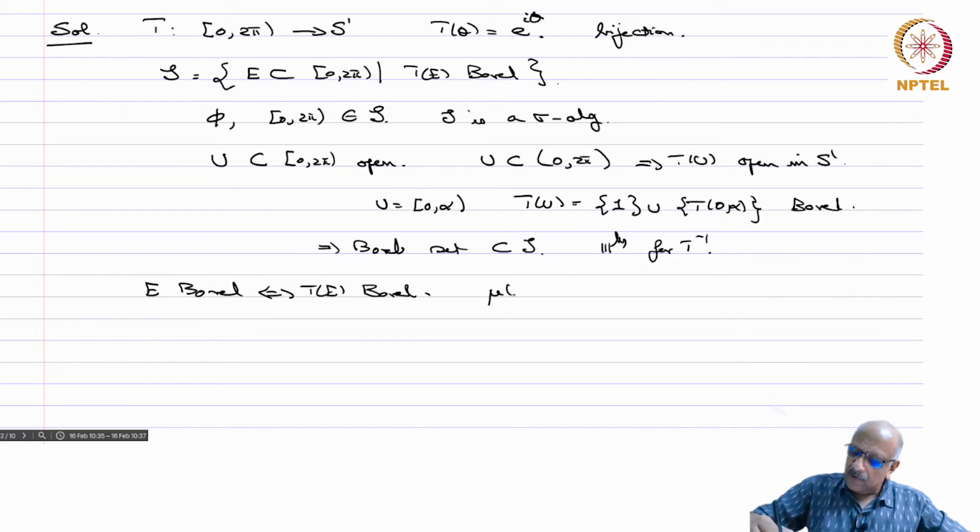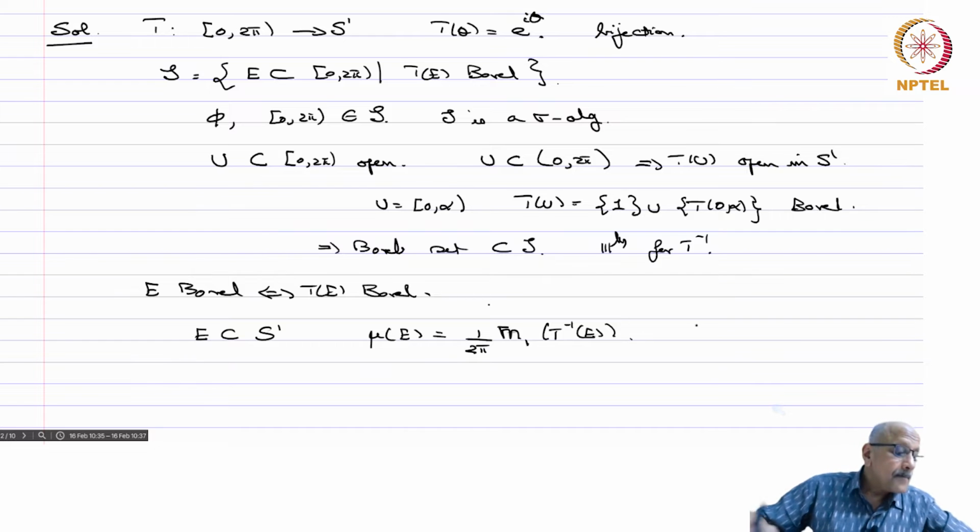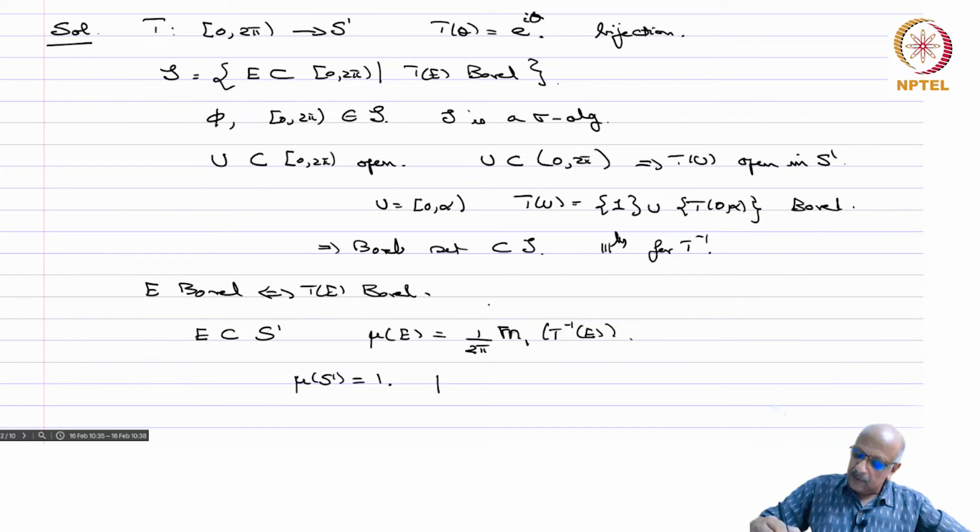Now you define mu. You take E in S1, and then you define mu of E as 1 by 2 pi of M1 of T inverse of E. Then of course mu of S1 equals 1, and mu is a measure on S1.